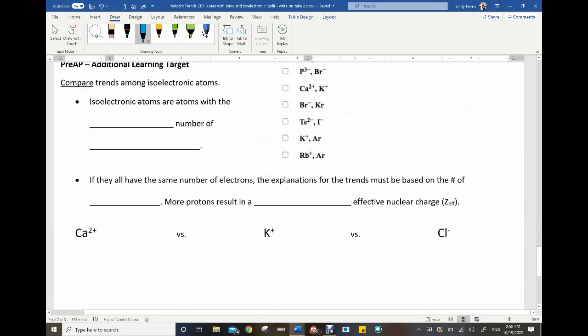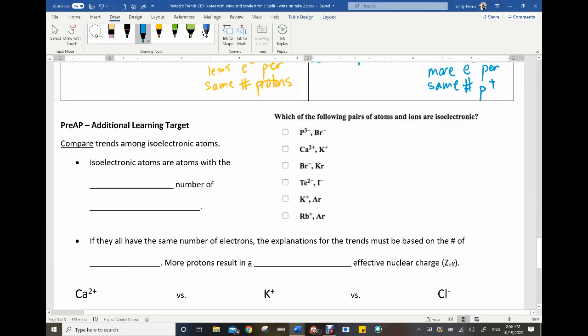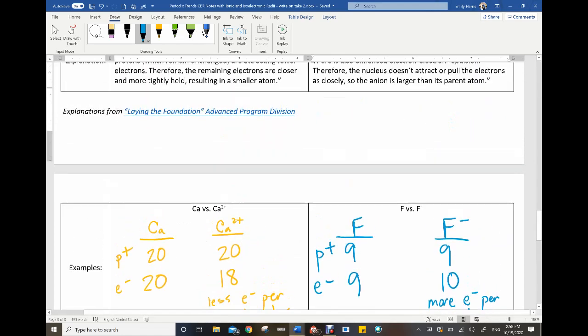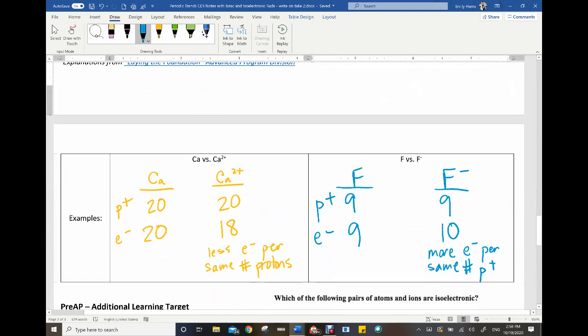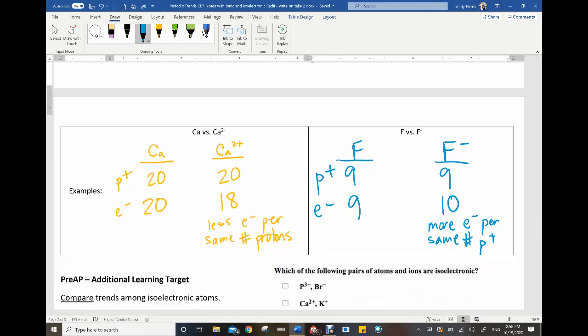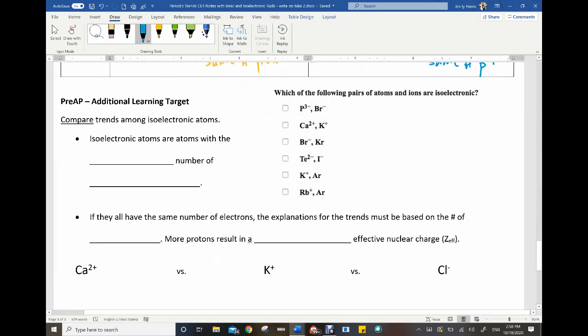Now for our last learning target, we're going to be comparing what are called isoelectronic atoms. Ions, which is what we just did, are atoms with the same number of protons but different numbers of electrons. When we're talking about isoelectronic atoms, these are going to be atoms that have different numbers of protons. They're going to be different atoms, but they're going to have the same numbers of electrons. That's what the word iso means: same. So isoelectronic means the same number of electrons.